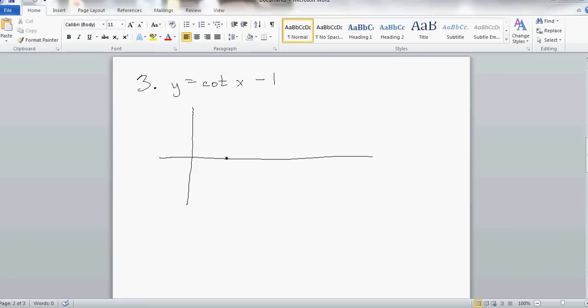Cotangent tells me every pi is a period. So I'm going to let each mark be pi over 2, so every other one will be the integer values for pi. And I need to first of all show my asymptotes. My asymptotes begin here because we are talking cotangent. So I've got that one, and then every period after that will be another asymptote.